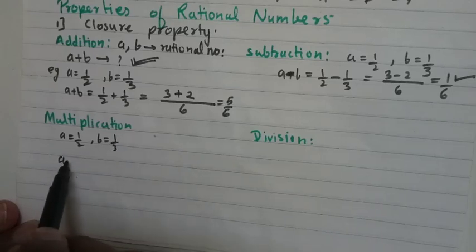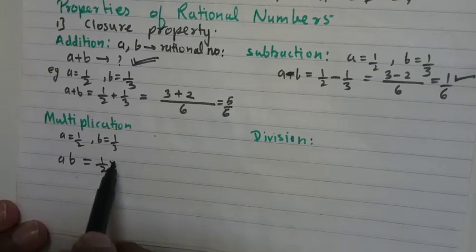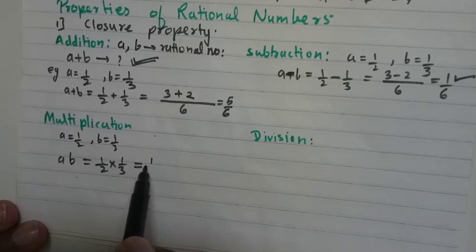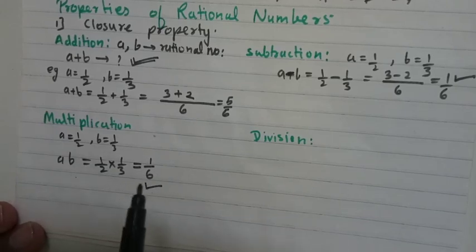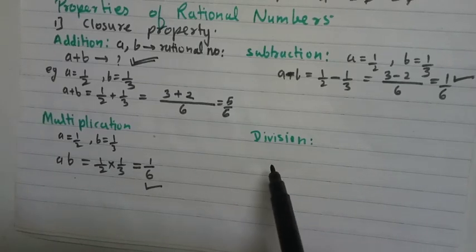So what can you say about a into b? So a into b will be 1/2 into 1/3, which comes out to be 1/6. So this is again a rational number. So rational numbers are closed under multiplication also. Now what about division?